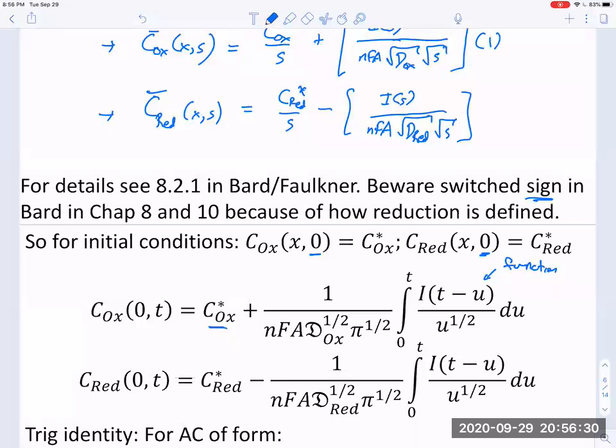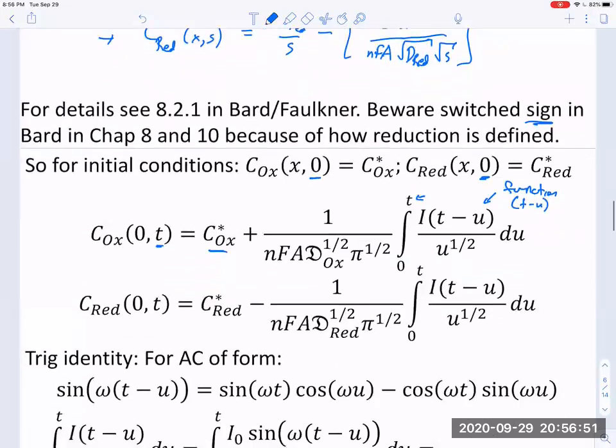So it's the current as a function of t minus u. It's not the current times t minus u, right? And then divided by u to the 1/2, the integral of all of that with respect to u from 0 to time t that you're interested in, right? So this time t, this time t. And we have a similar one for the reduced species. Just again, the minus sign is the major difference there.